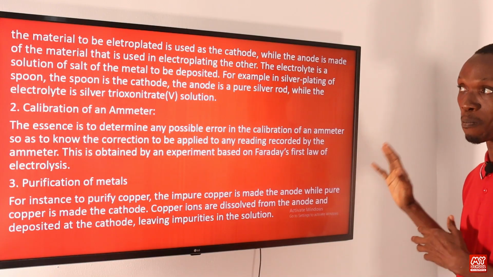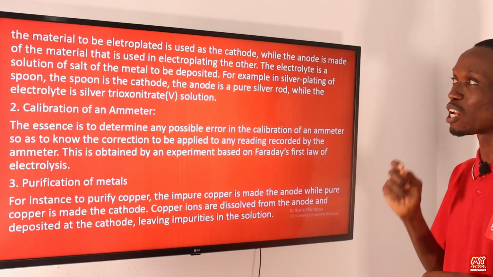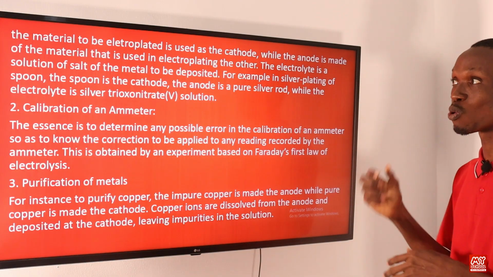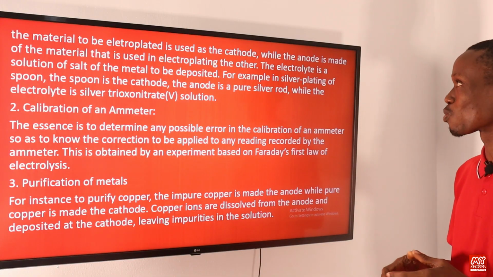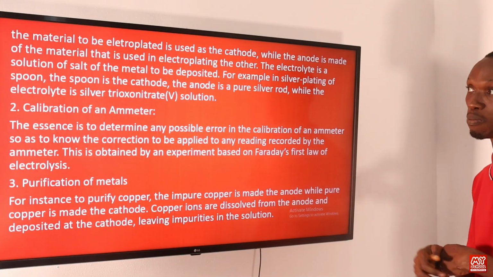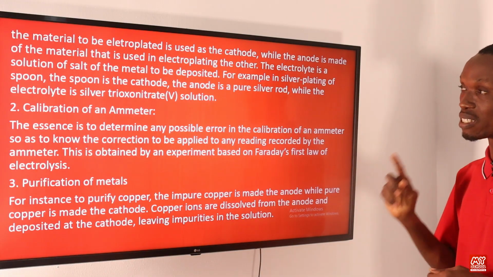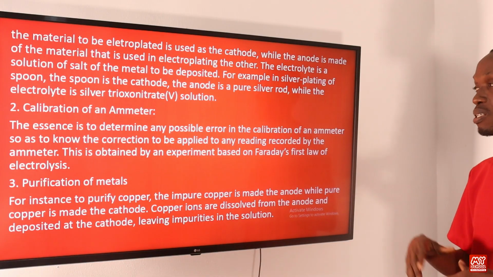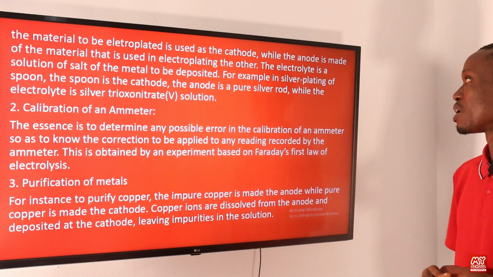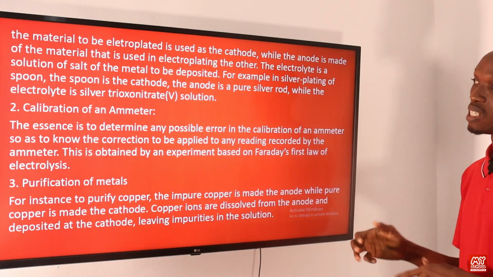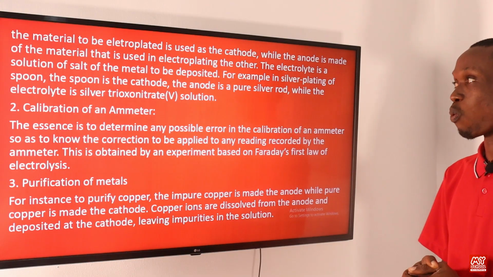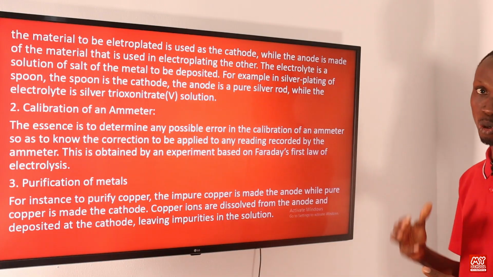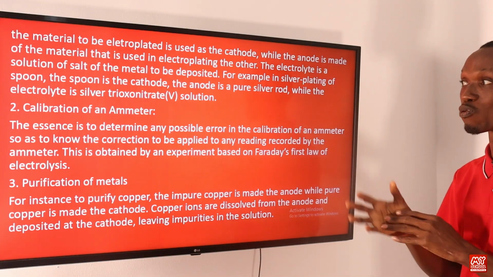Now this part is very, very important. Generally, the material to be electroplated is used as the cathode. This is very important: the material to be electroplated is used as the cathode, while the anode is made up of the material that is used in electroplating the other. The electrolyte is a solution of a salt of the metal to be deposited. For example, in silver plating of a spoon, the spoon is made the cathode, while the anode is a pure silver rod, and the electrolyte is silver nitrate solution.